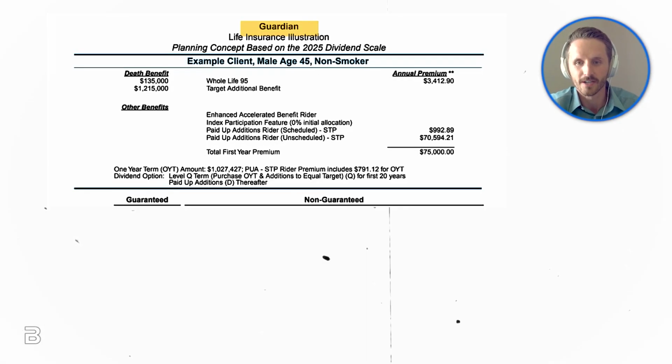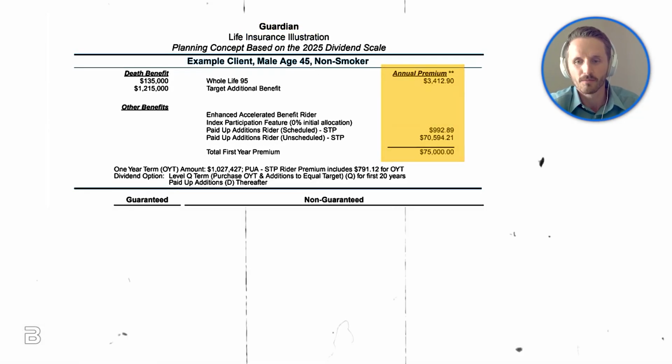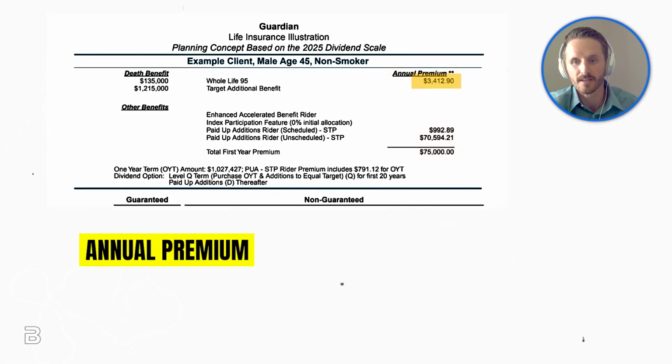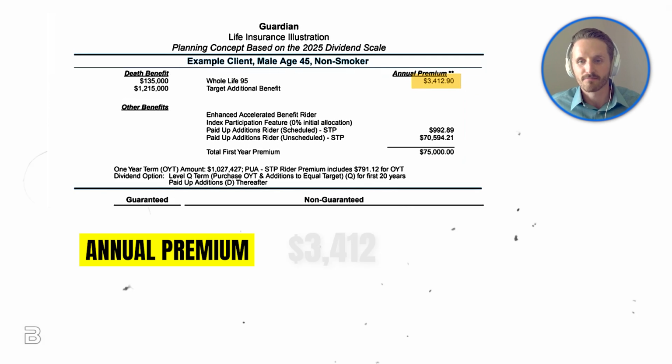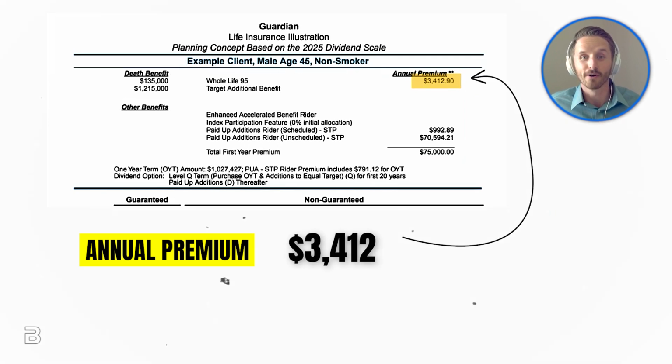So at Guardian, we're going to bring your eyes over here right now. Where does this $75,000 come from? So the base premium, or the minimum that must be funded in order to keep the policy active, is $3,400, which is really low. And that's why people love front loads, because they can get those base premiums super low for the total amount of insurance that they get to have.